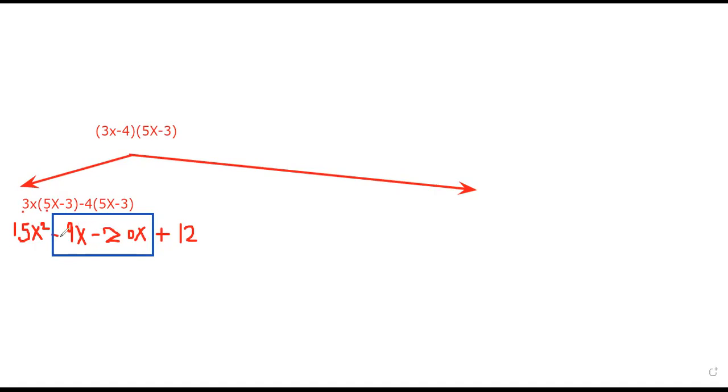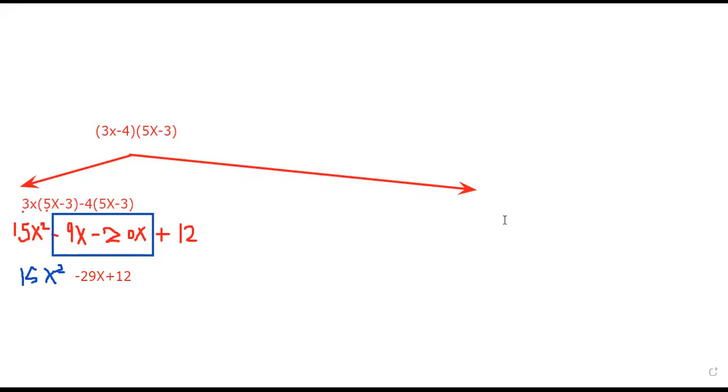We add, but they are negative. With the negative sign, you mean? Yes. So we have 15x squared, then 15x squared minus 29x plus 12. So this is the answer for this question by using the distributive property.